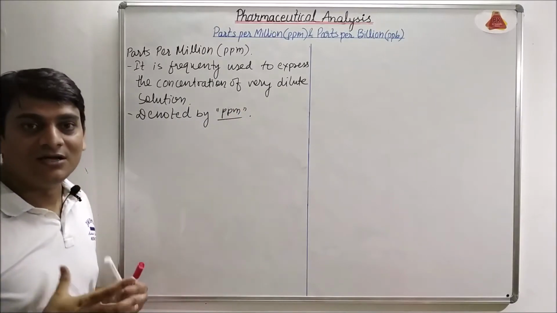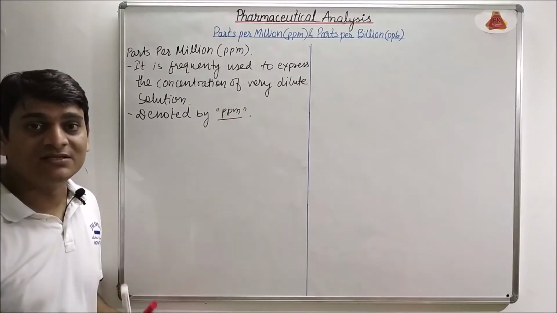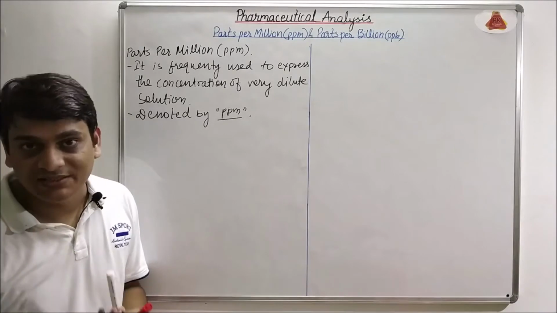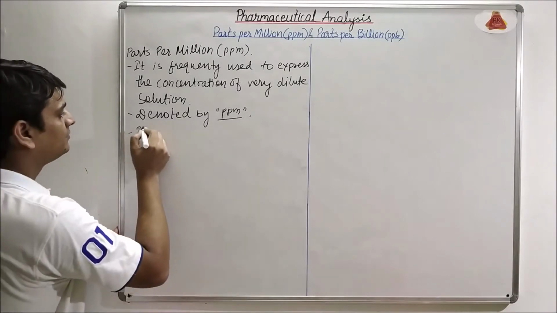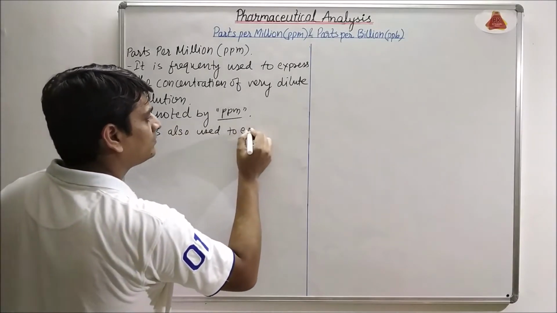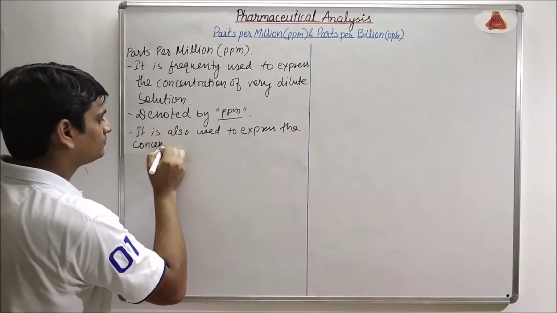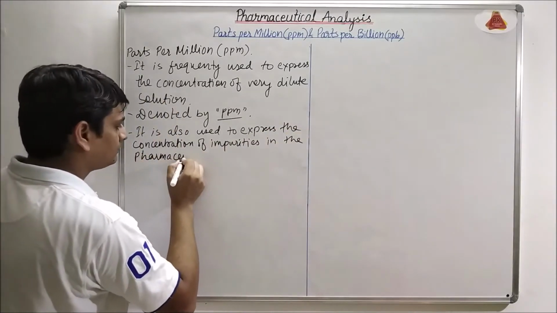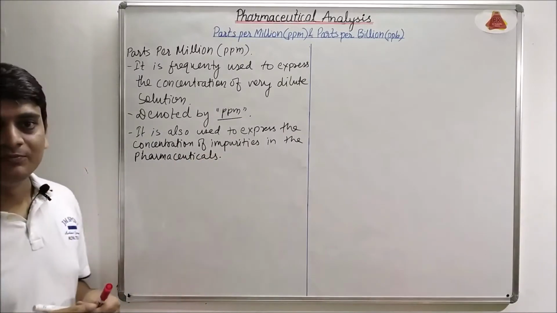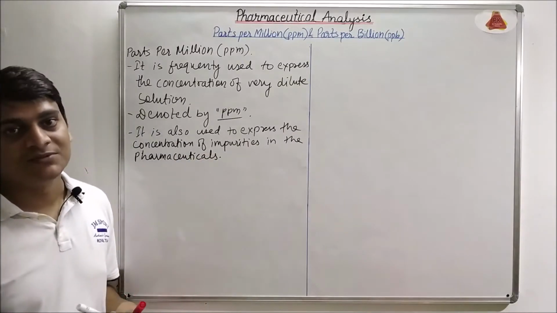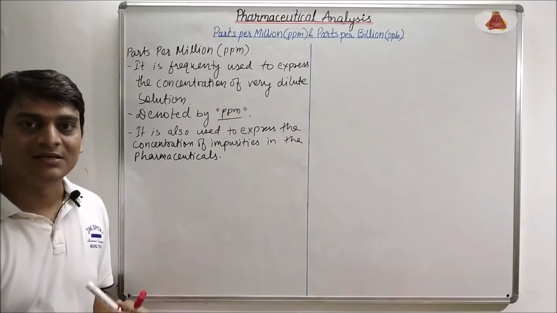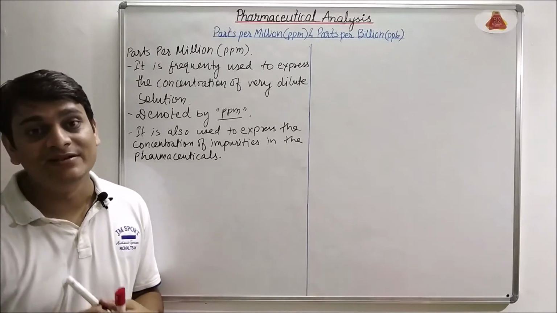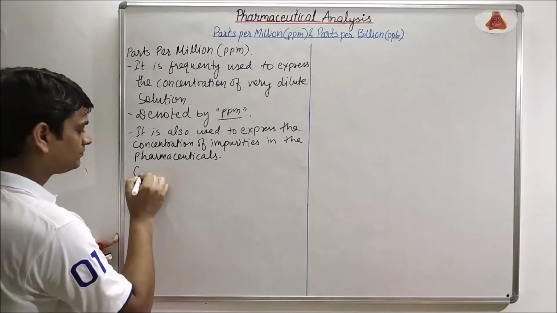Parts per million is also highly useful to express the concentration of impurities in pharmaceuticals. The formula for parts per million is equal to mass of solute in gram divided by mass of solution in gram into 10 to the power 6.